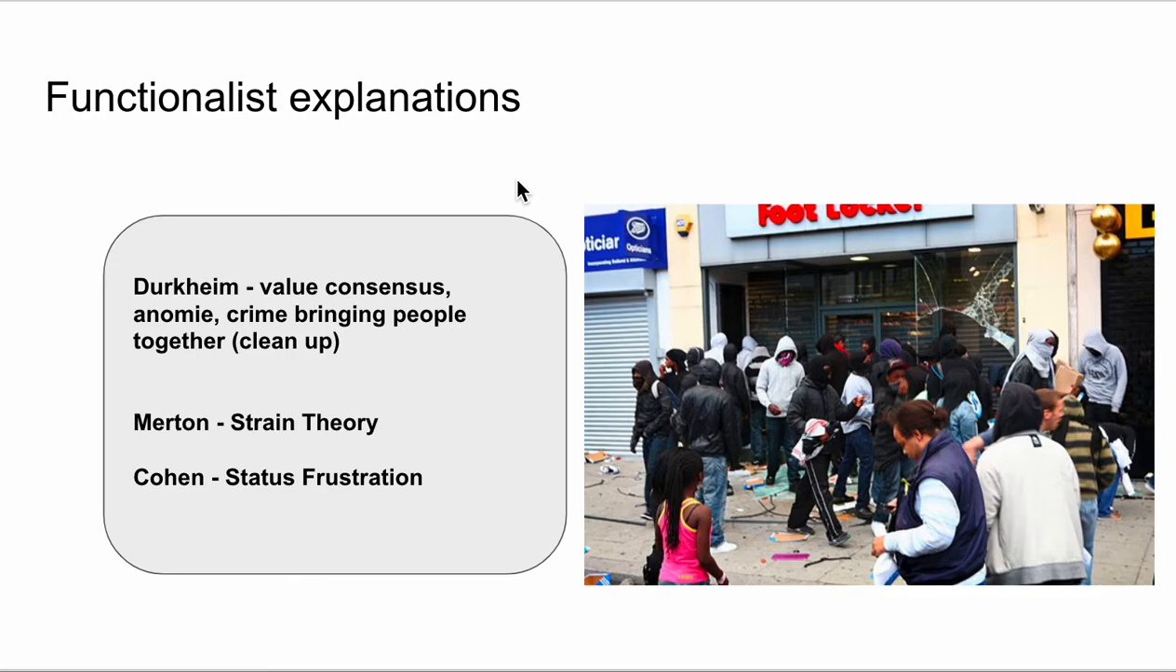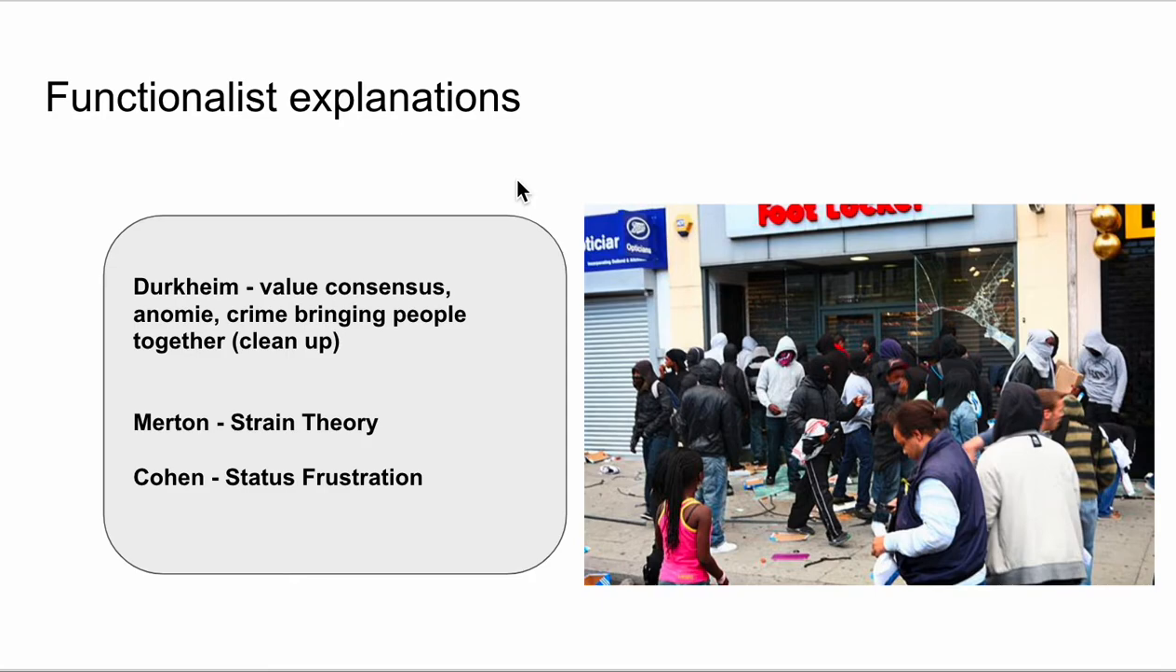Similarly, Merton talks about strain theory and people innovating to achieve the goals of society. And we see people in this image breaking into Foot Locker to get shoes and trainers. And this is a form of innovation. They haven't been able to achieve the goals of society through traditional means, so they've innovated, they've looted to get those same goals.